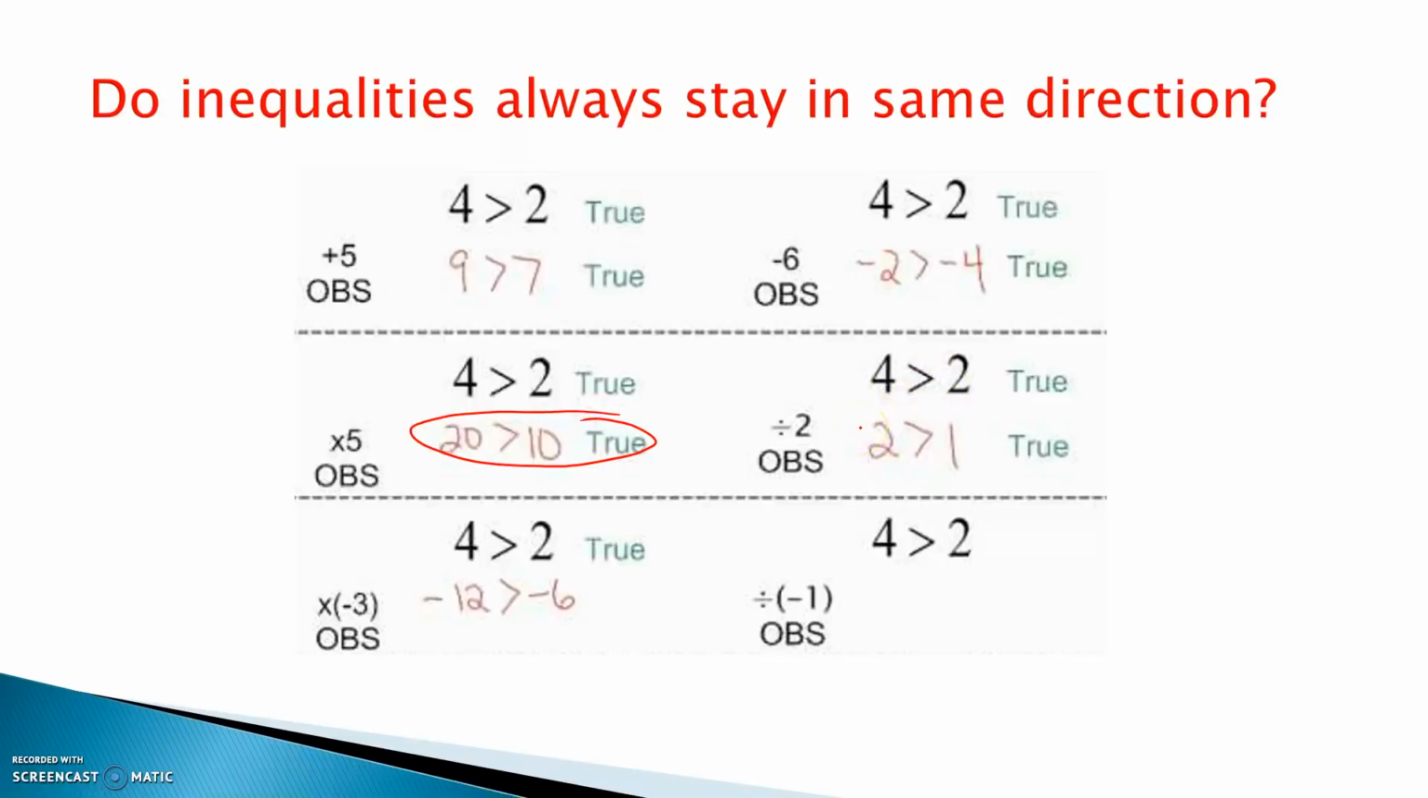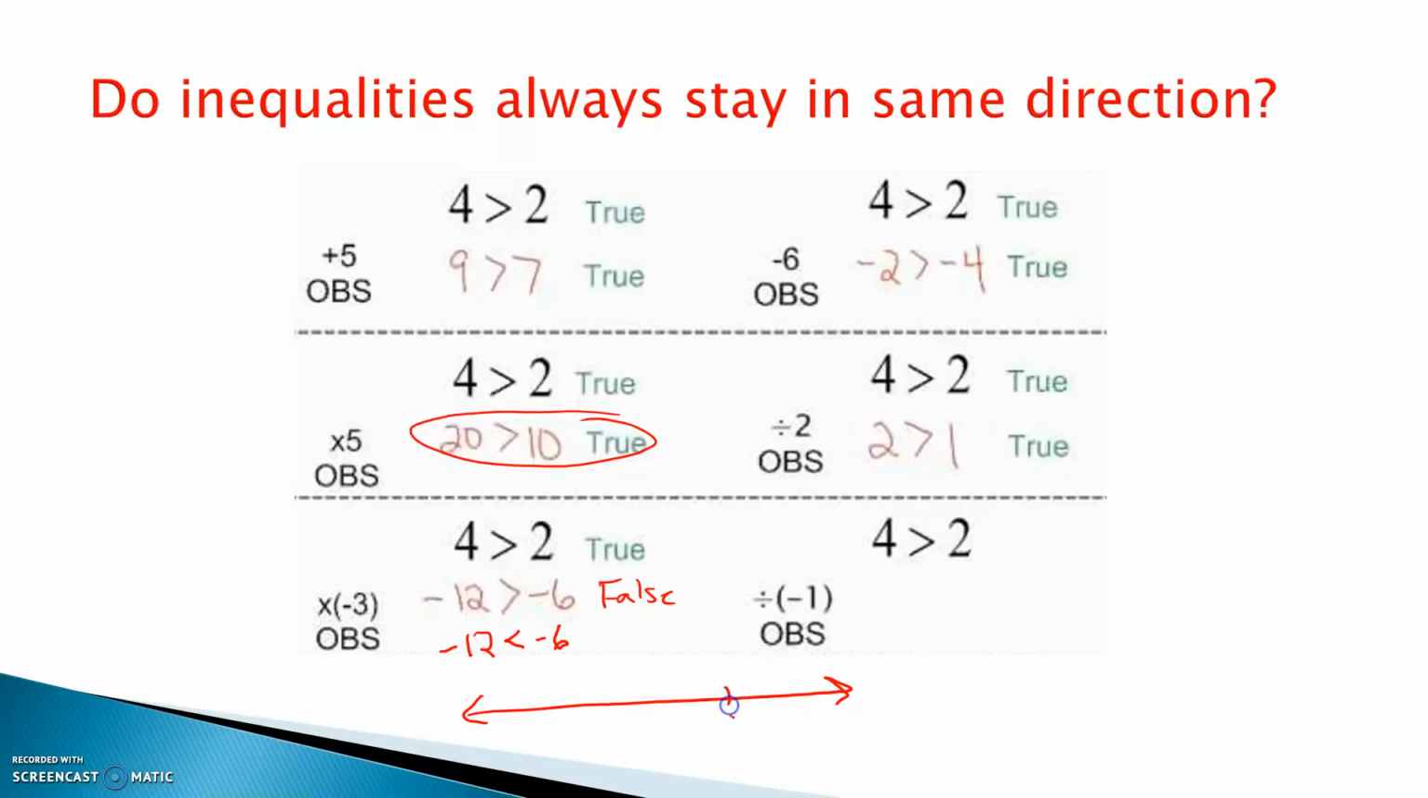Now, the issue happens when you have a multiplication or division with a negative. Notice I'm multiplying now by a negative 3. Again, our statement's still true at the beginning. 4 is greater than 2. But when you multiply by negative 3, you get 4 times negative 3 is negative 12. 2 times negative 3 is negative 6. This is now false. This is not a true statement. Negative 12 is not greater than negative 6. In order to make this true, the inequality has to be reversed. Negative 12 is less than negative 6 on a number line.